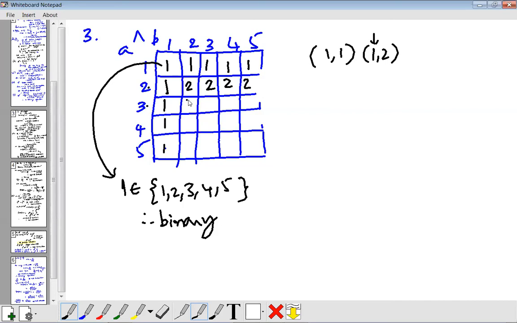Minimum of 3 and 2 is 2. This is 2. This is 2. This is 3. Then you will have all threes here. And this one is 3. Then this is 4. This is 4. So here this is 3 and this is 4 and this is 4. So we filled up this table and that's what the answer is. This is what is called the operation table.